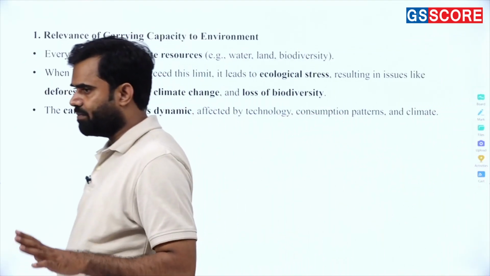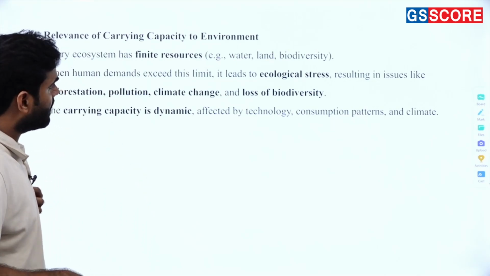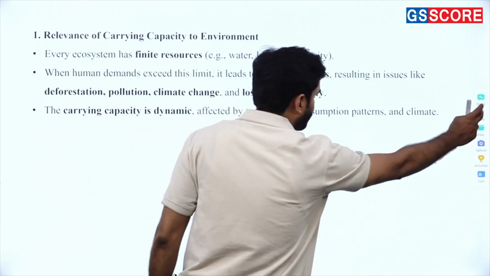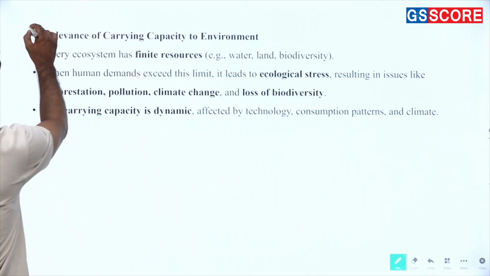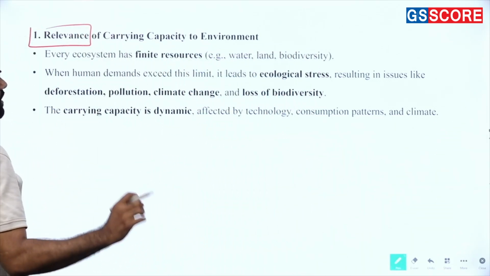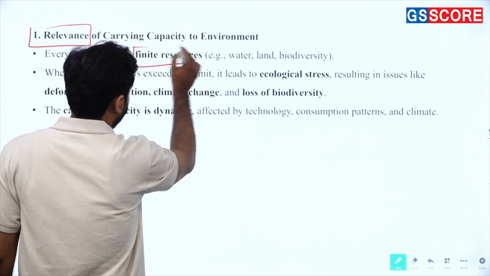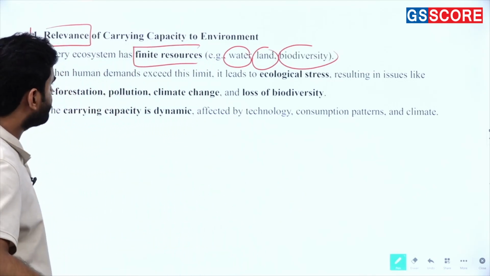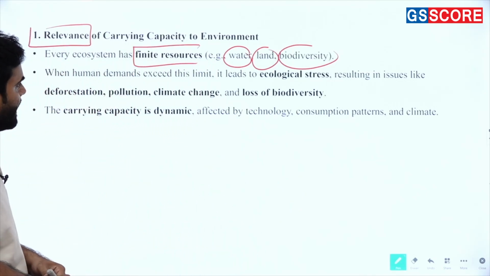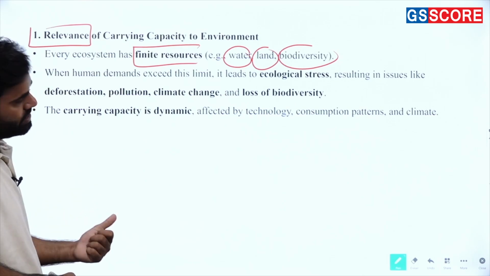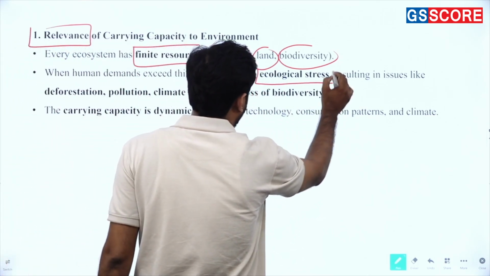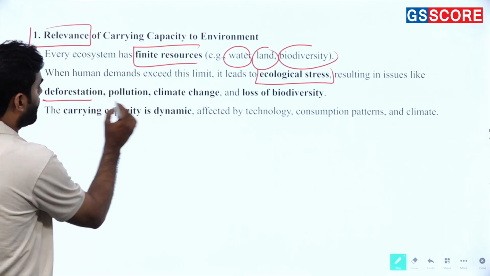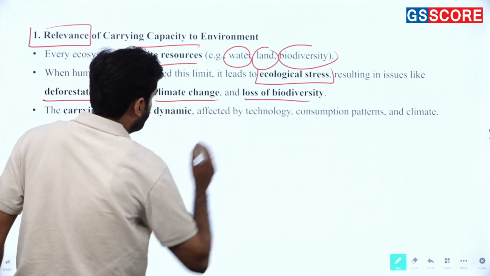This is the important part of the main body. I started from the relevance of carrying capacity to the environment. What is the relevance? Every ecosystem has finite resources, like water, land, and biodiversity, all finite. When human demands exceed this limit, it leads to ecological stress that is happening in many parts of India, resulting in issues like deforestation, pollution, climate change, and loss of biodiversity.